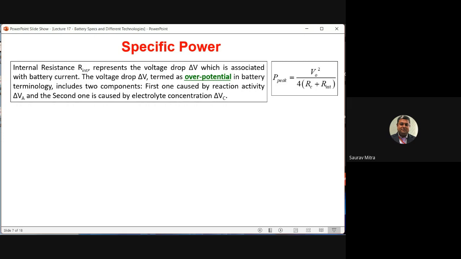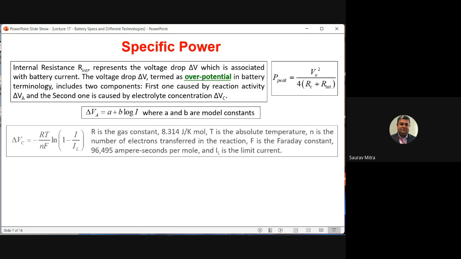So they are giving the same formula. Internal resistance Rint represents the voltage drop delta V, which is associated with battery current. The voltage drop delta V in the load is termed as over potential in battery. So all those things you can check. P peak is equal to VO square divided by 4 into RC plus Rint. Somebody would say VO square divided by 4 into R load, all those things. Delta VA, okay, how to find it? Delta VA is nothing but A plus B log I, where A and B are the model constants. So which model are we talking about?